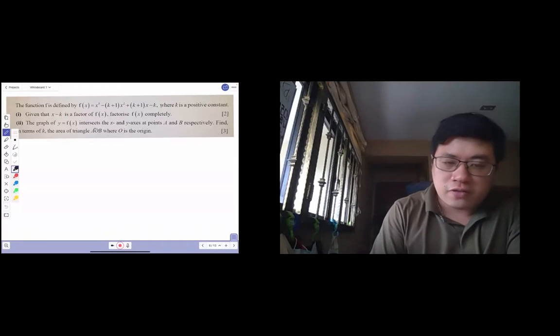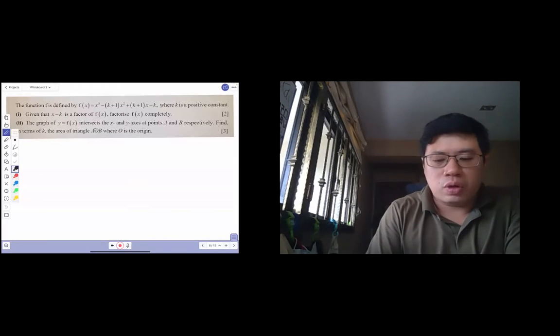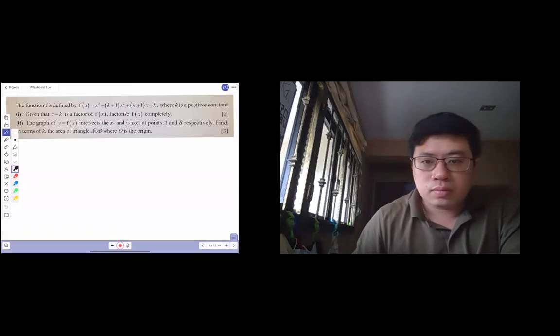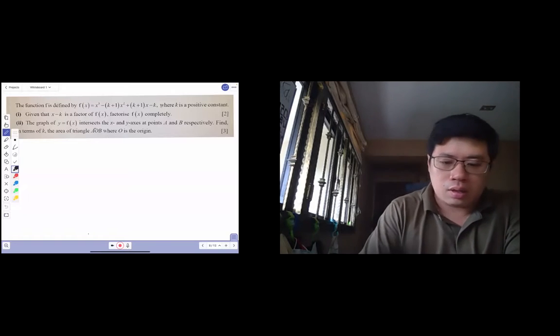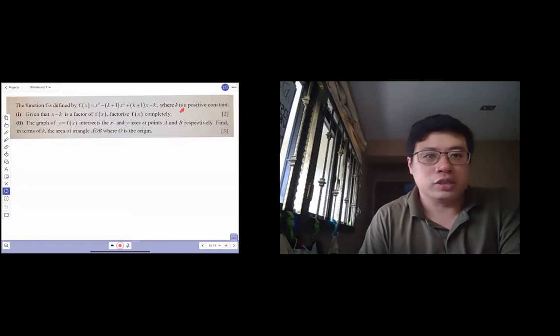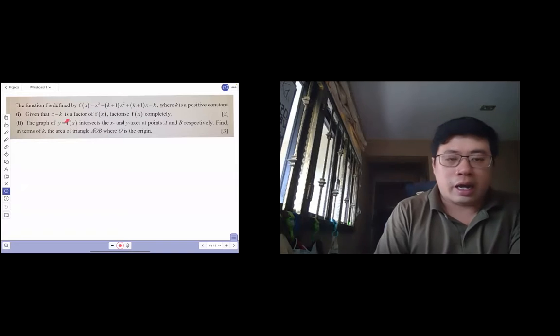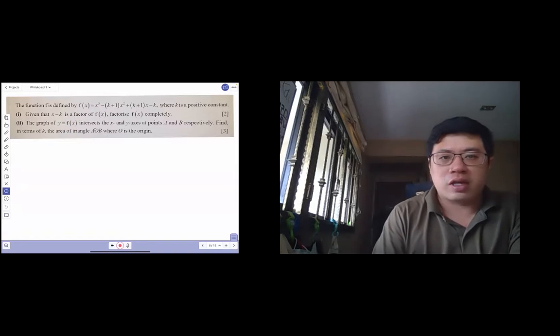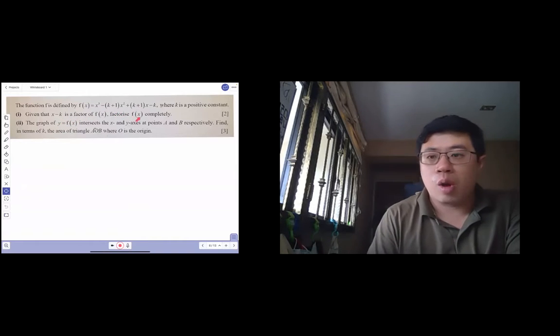If the function f is defined by f(x) = x cubed minus (k plus 1) x squared plus (k plus 1) x minus k, where k is a positive constant. So given that x minus k is a factor of f(x), we factorize f(x) completely.